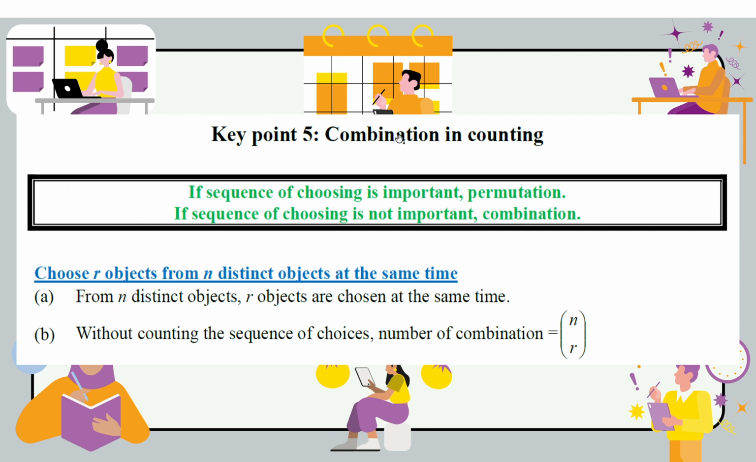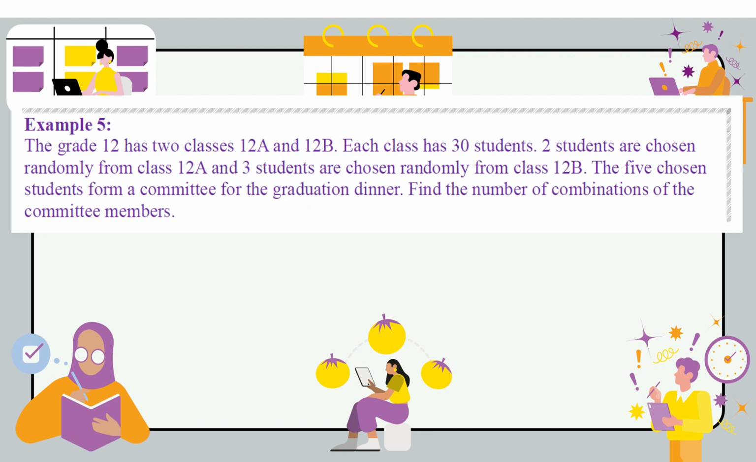Combination in counting: how do we use a combination in counting? Combination in counting is when we choose r objects from n objects, and the sequence of choosing is not important. If the sequence of choosing is important, then permutation. If all the objects are chosen, factorial. So there are 3 stages: factorial, permutation, and then combination, from large to small. For n distinct objects, r objects are chosen at the same time, without counting the sequence of the choices, the number of combinations is NCR. If the sequence is important, NPR. If r equals n, then n factorial.